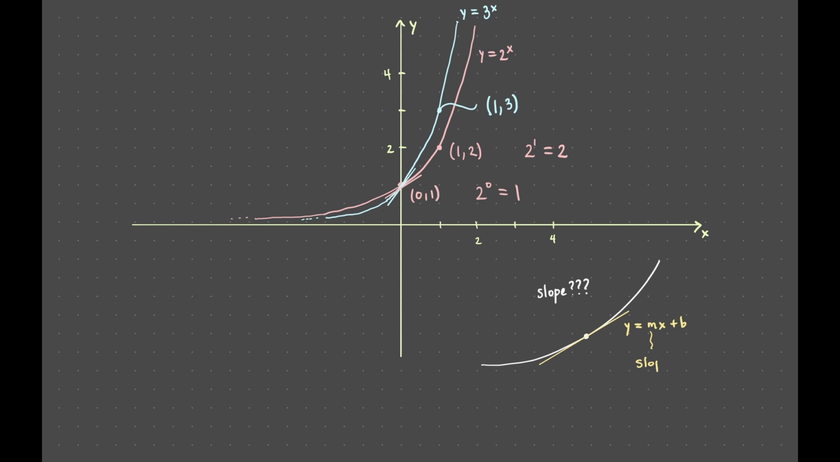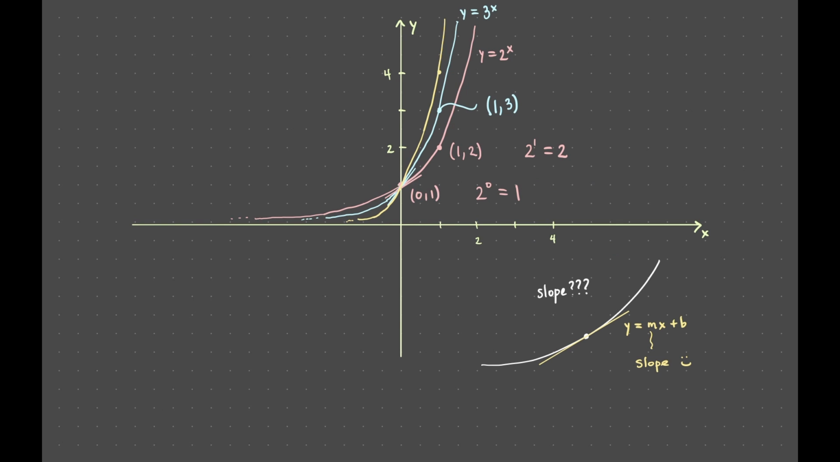With this understanding of slope then, we're able to compare the slopes of 2 to the x and 3 to the x at the y-intercept. But what about the slopes for other bases? Well, since the base of 3 produced a steeper slope than that of 2, it seems natural to guess that the size of a base determines the size of the slope at the y-intercept. This indeed turns out to be true. For example, the slope of 4 to the x is even steeper than that of 3 to the x.